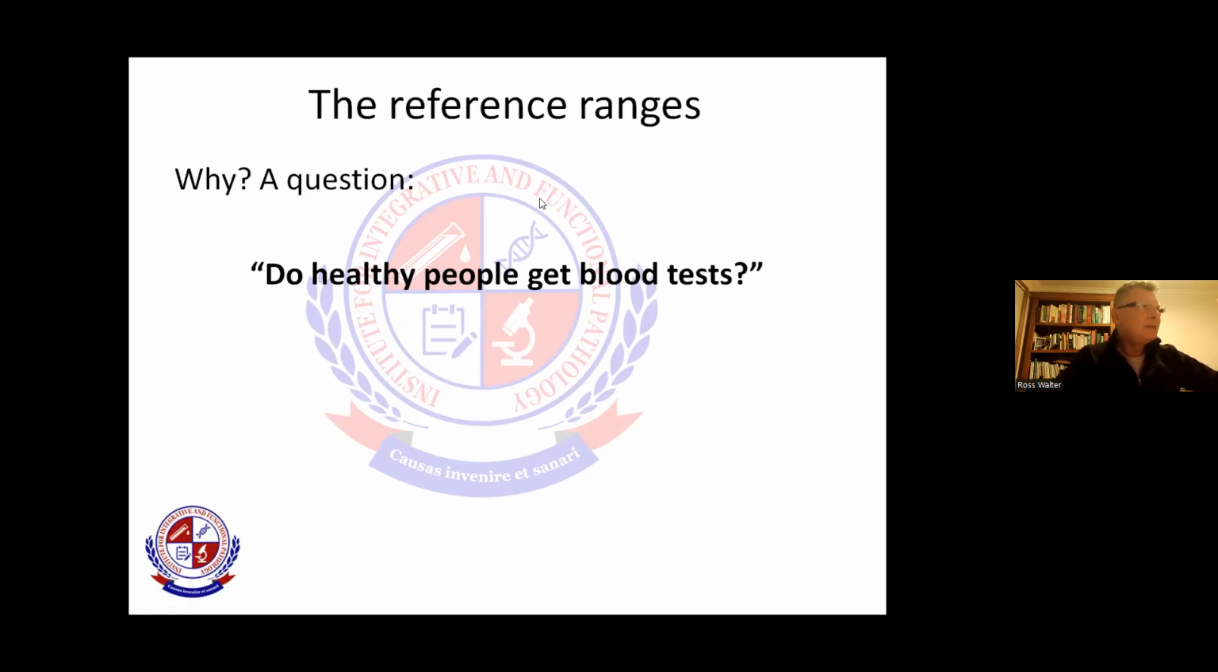So I think most people have said yes, healthy people get blood tests, and a couple of people said not usually. So let's have a look. The answer to that question is no, they don't, for a couple of reasons.